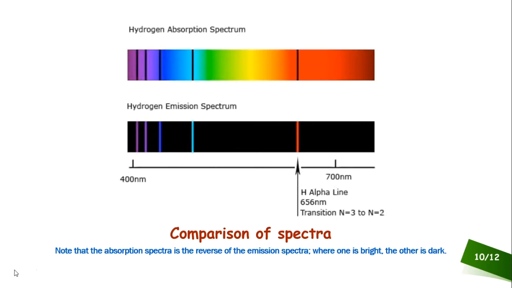If we excite hydrogen gas in a tube and then get the spectrum from the light that's emitted, we have a dark background with colored lines. So we get the exact reverse of the emission spectrum with the absorption spectrum, which makes sense because in one you're giving it out, and in the other you're taking it in.